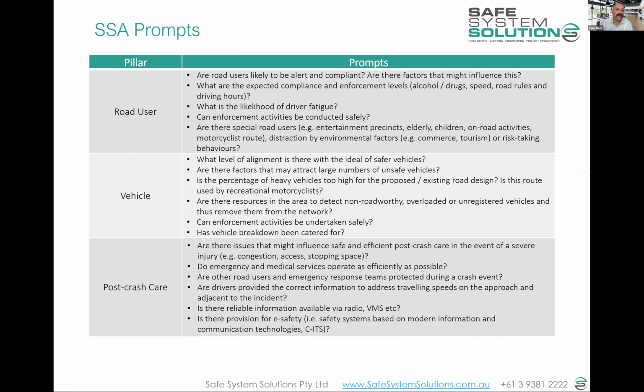Can we think about the riders themselves, the vehicles, post-crash care? Are other road users and emergency response teams protected during a crash event? Are drivers provided correct information to address travel speeds on the approach to an incident? Is there reliable information via radio or VMS? Is there provision for safety systems based on modern information and communication technology, cooperative intelligent transport systems? That's a bit of a vehicle of the future question. And, you know, do you have comms to the vehicle and those sorts of things?